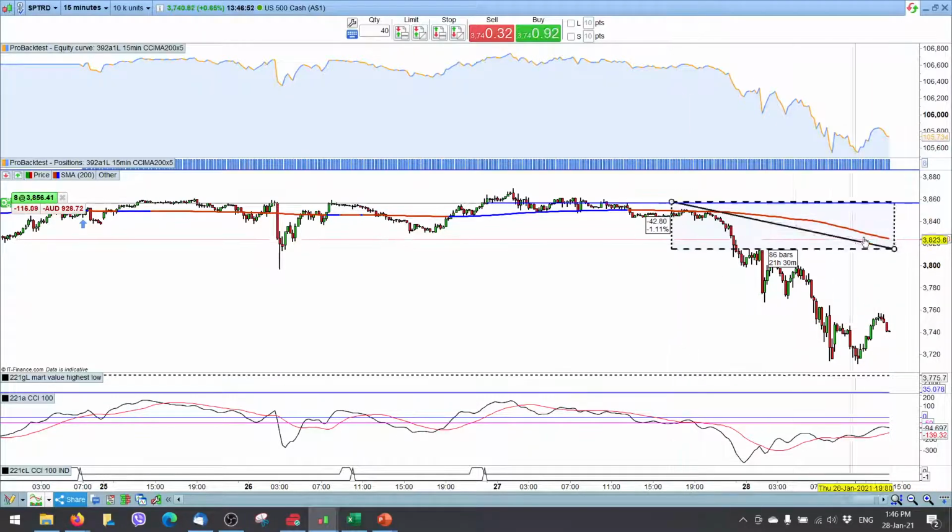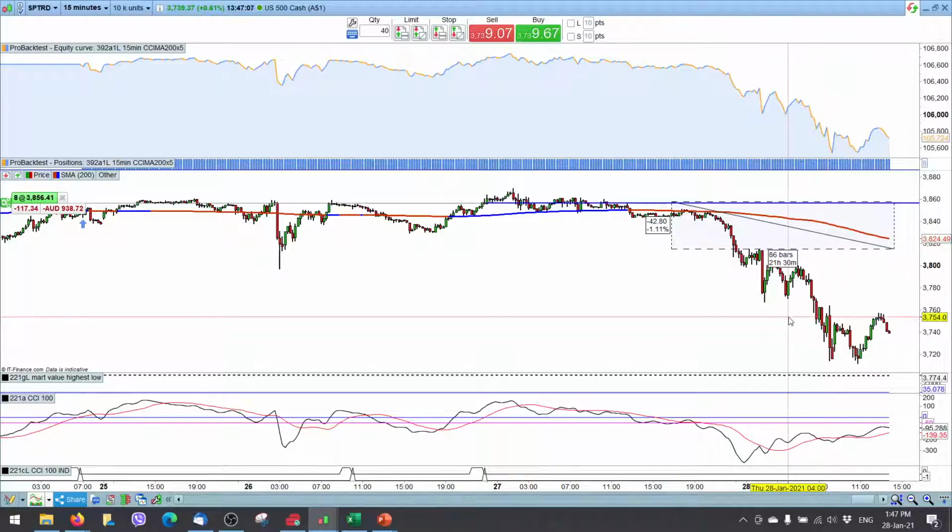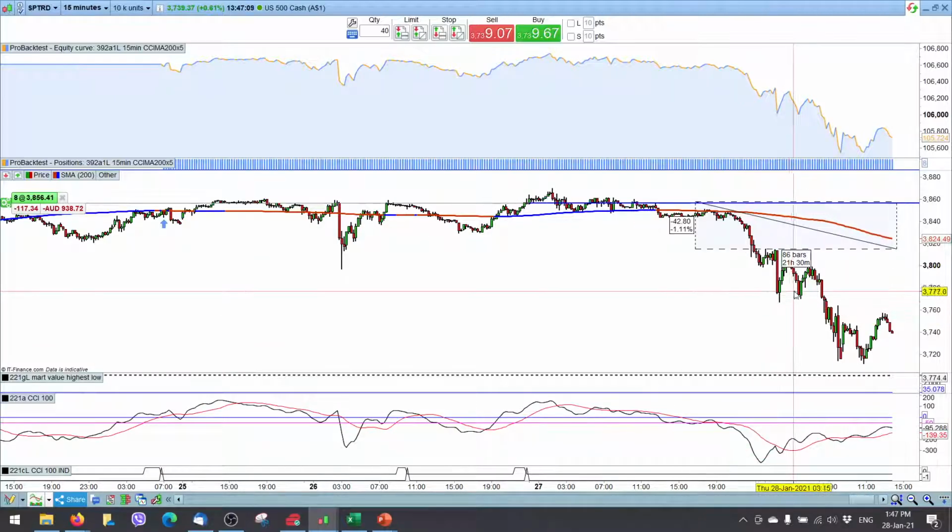What I've done here is I've drawn a little diagram to show where, if the price is below that and our CCI 100 indicator breaks above the 0, and the price is below this, it will enter another lot of 5 contracts for this particular instrument. So that's where we are at the moment.